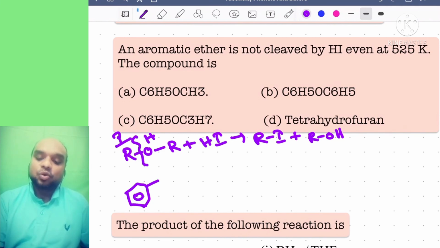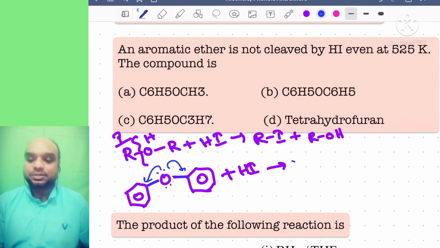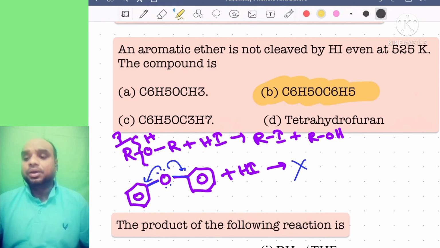That means the ether is formed by two aromatic rings. When it reacts with HI, these electrons are involved in resonance with the rings, so these bonds get double bond character and are very difficult to break. So there is no reaction. The answer you can choose is C6H5-O-C6H5, diphenyl ether. An aromatic ether is not cleaved by HI even at 525 Kelvin: the compound is diphenyl ether. The remaining all will give the substance.